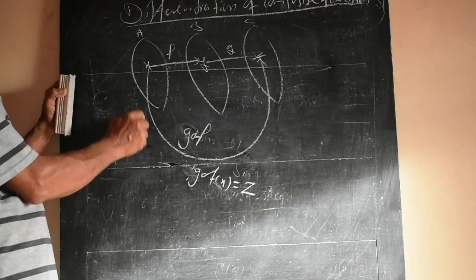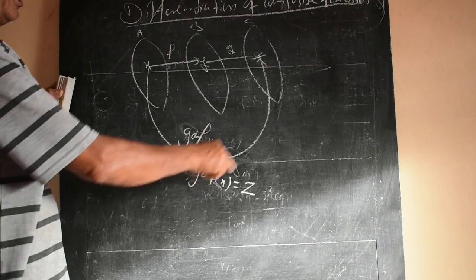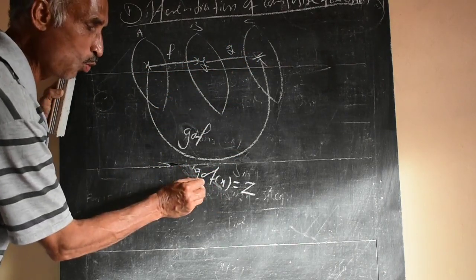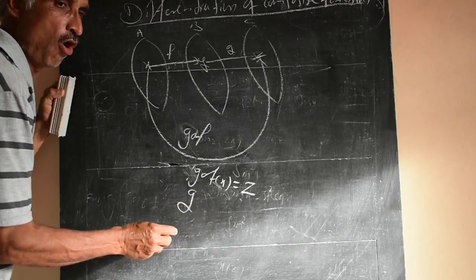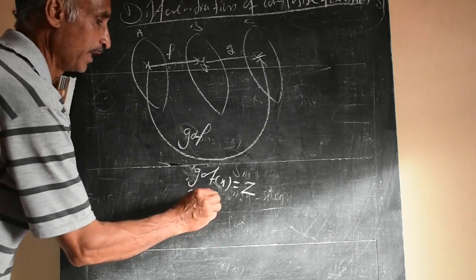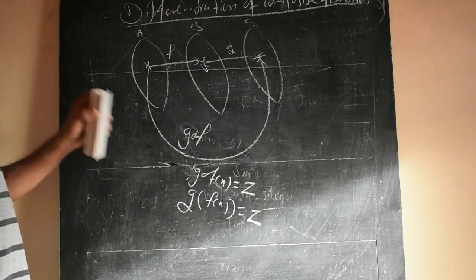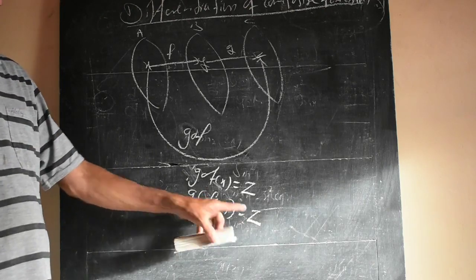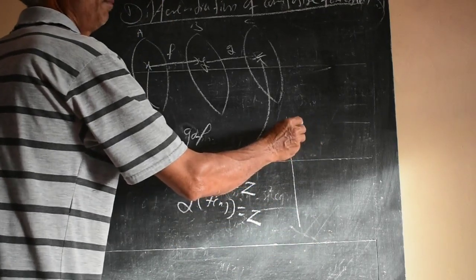What is g of f of x? x relates with z. Therefore, g of f of x is equal to z. In mathematics, of means bracket, so g in bracket f of x is equal to z. This is called a composite function. So g of f of x is equal to z.